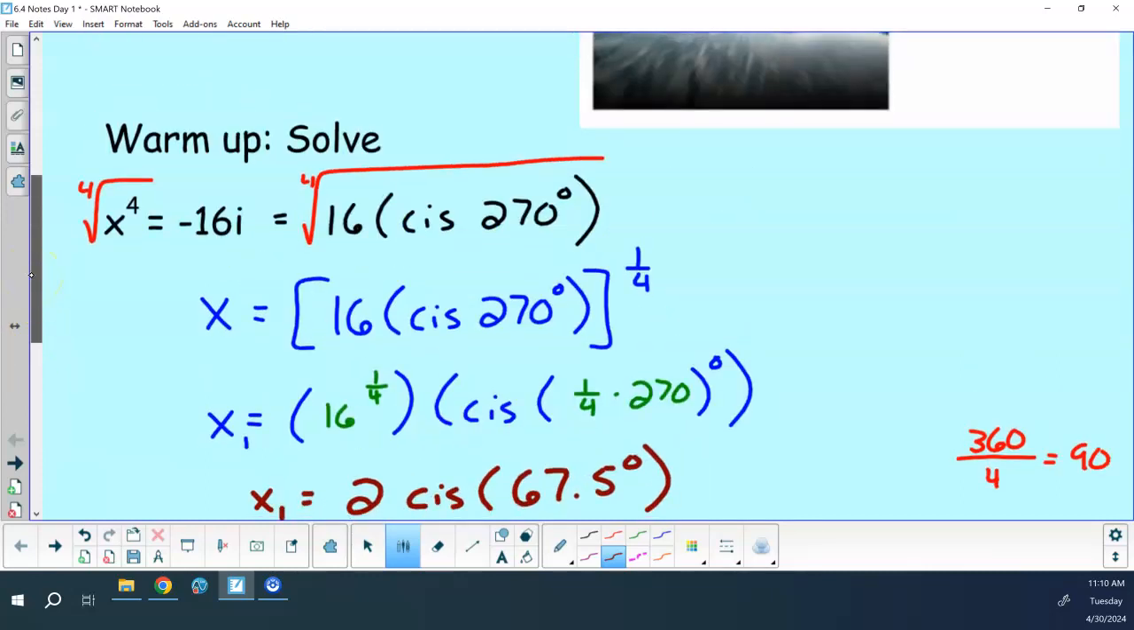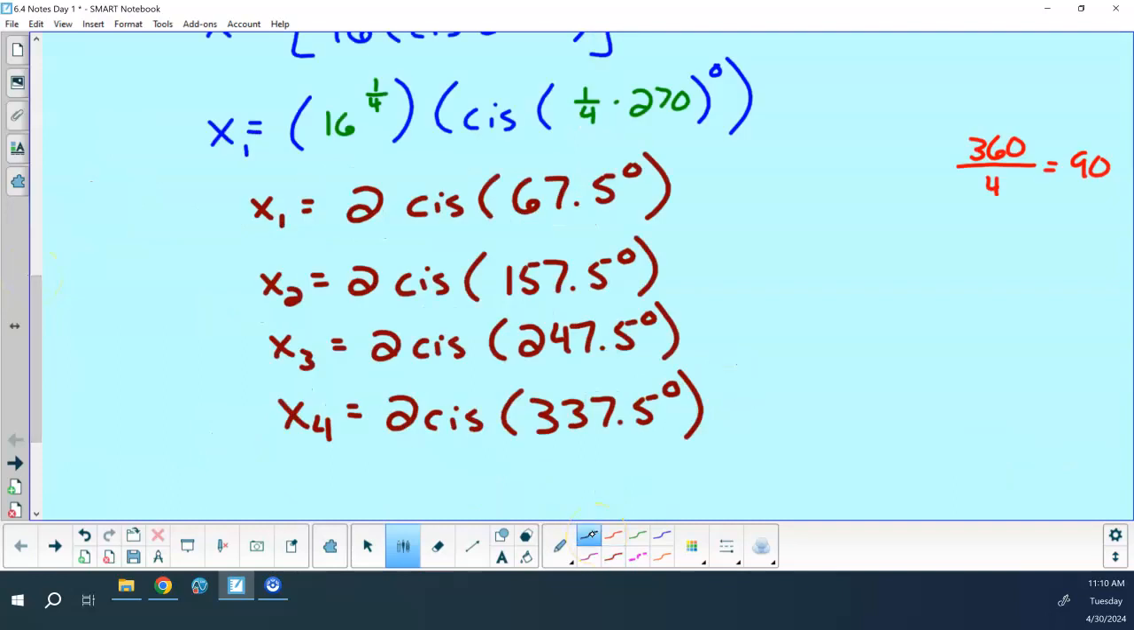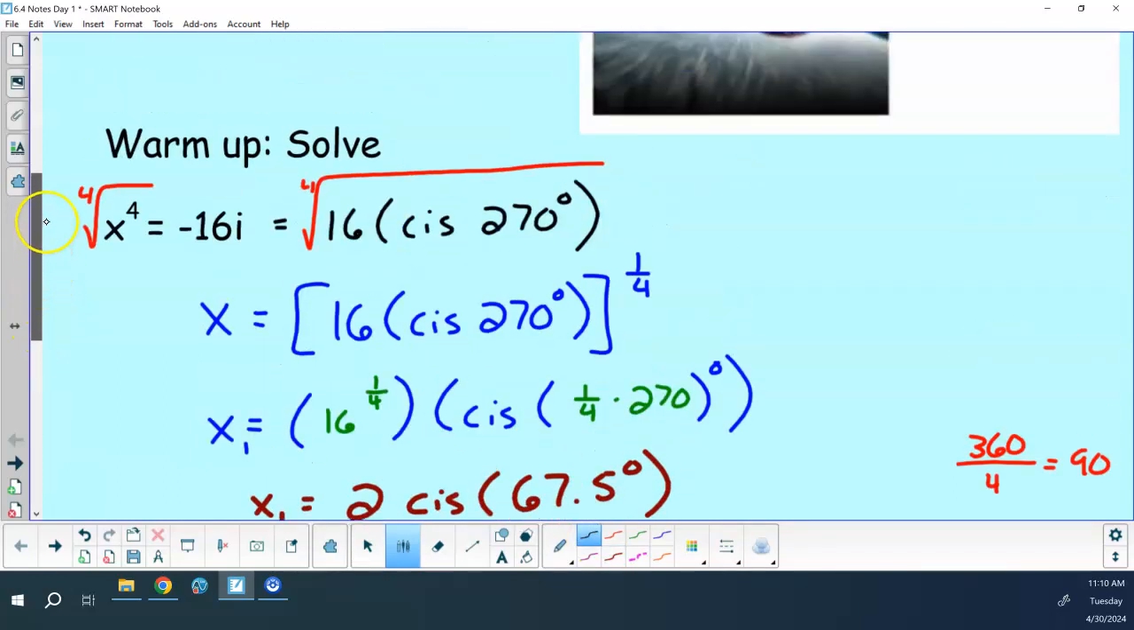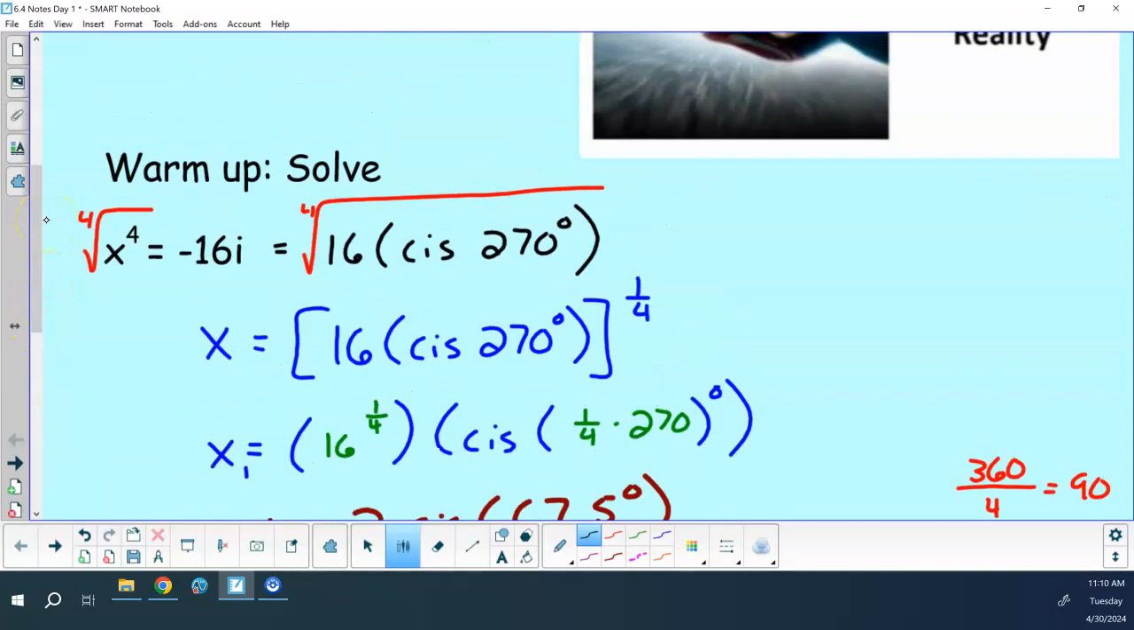So negative 16i, if I'm looking at a complex number on the complex plane, is straight down 16 units. So the distance away from the origin is 16, so that my R value is 16. My theta value, since it's straight down, is 270.